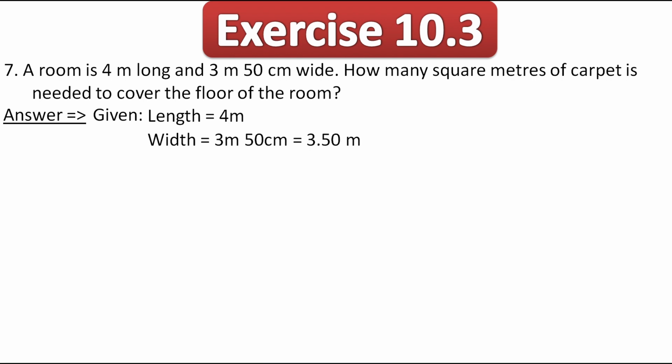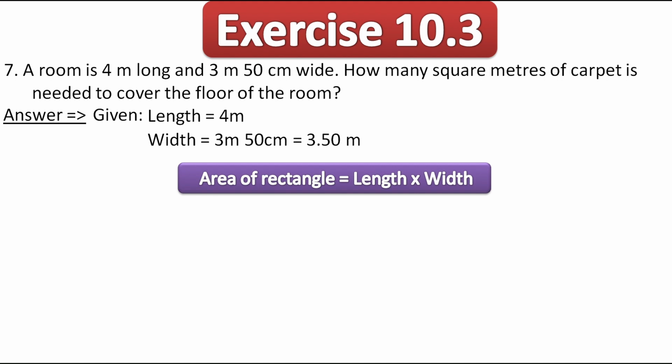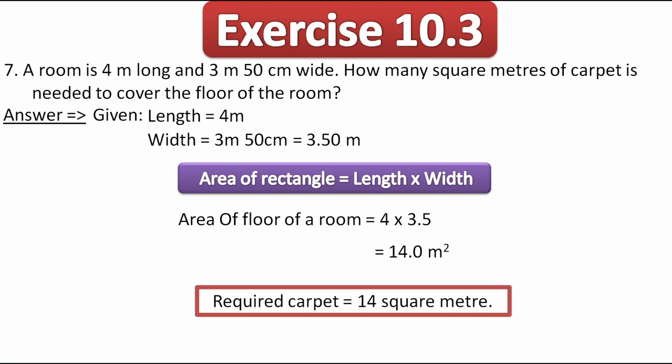Okay, now we know that area of rectangle is equal to length into width. So area of floor of a room is 4 into 3.5. Okay, which is equal to 140 when we forget that decimal point. So 35 fours are 140. Now we will put the decimal point. So it became 14.0 meters square. So the required carpet is equal to 14 square meter.